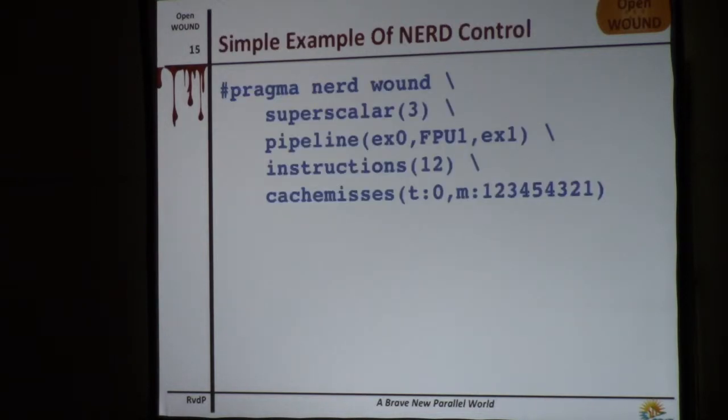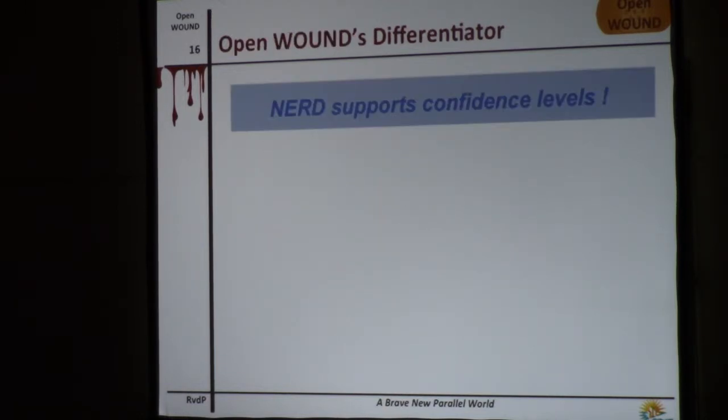So here's a simple example. I want 3-way superscalar. I want to use 3 pipeline units, EX0, FPU1, and EX1. The X ones are the integer units. I want you to generate 12 instructions because I know that's the best number. For cache misses, my target is 0, but I'm willing to put up with a fairly high number of misses and still be satisfied. But again, the power is in the confidence levels, so those are fully supported.